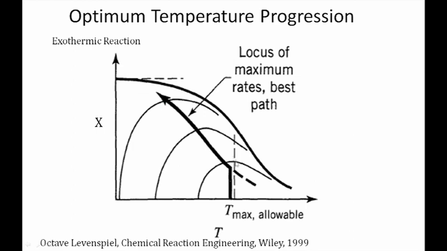So, at each point you are actually getting maximum rate. On each envelope you are settling for the maximum possible rate you can get at that point. So, you do not want to run at the equilibrium envelope, but you want to run on a line beneath it, which is known as the locus of maximum rates, which is the best path of operating an exothermic reaction in adiabatic reactors.